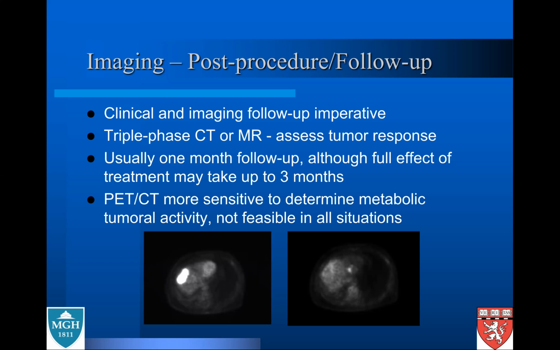And again, you want to get good imaging, triple phase CT or MRI, or if you got a PET CT before, maybe getting a PET CT after. And again, you see that FDG avidity, which then would hopefully go away, which maybe is more sensitive than the arterial enhancement of the tumor.